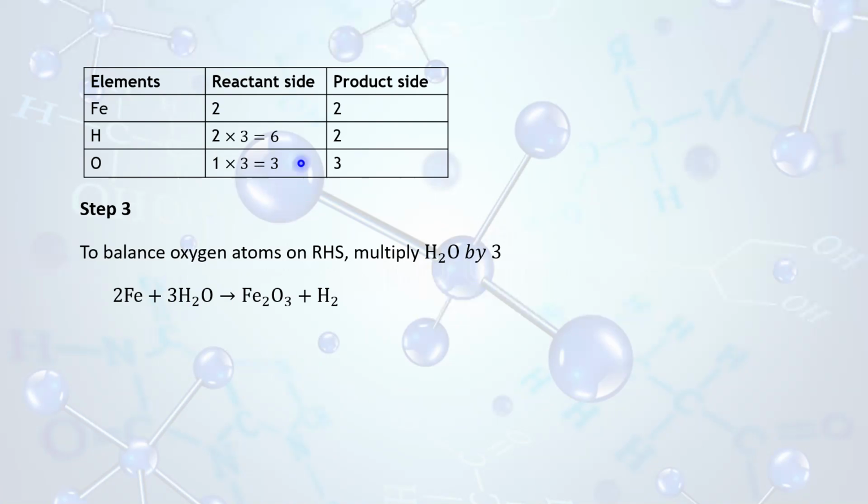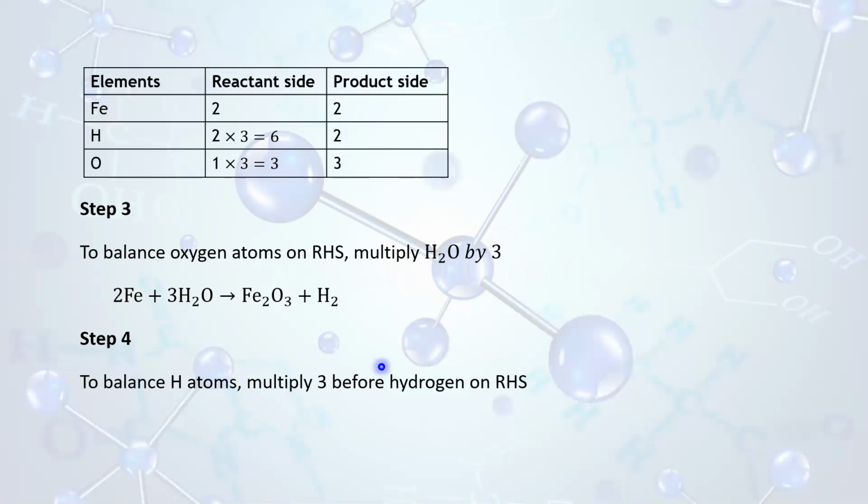Now see the table. 2 iron atoms on both sides. Hydrogen atoms now on the reactant side 6, but on the product side only 2. What about oxygen? Already balanced. So in the last step, we have to balance this hydrogen atom. To balance hydrogen atoms, multiply 3 before hydrogen on the RHS. That means on the product side, we have to multiply by 3.